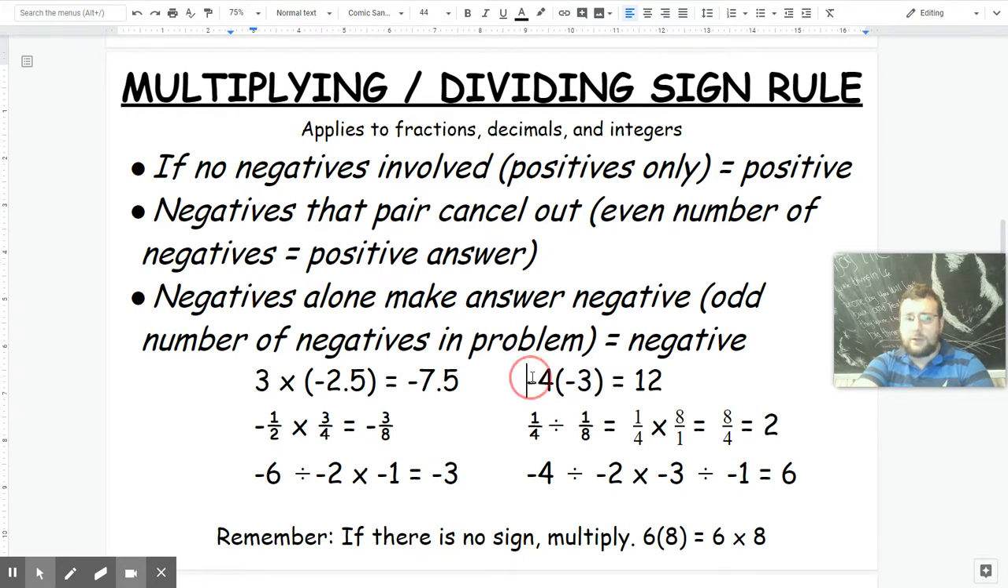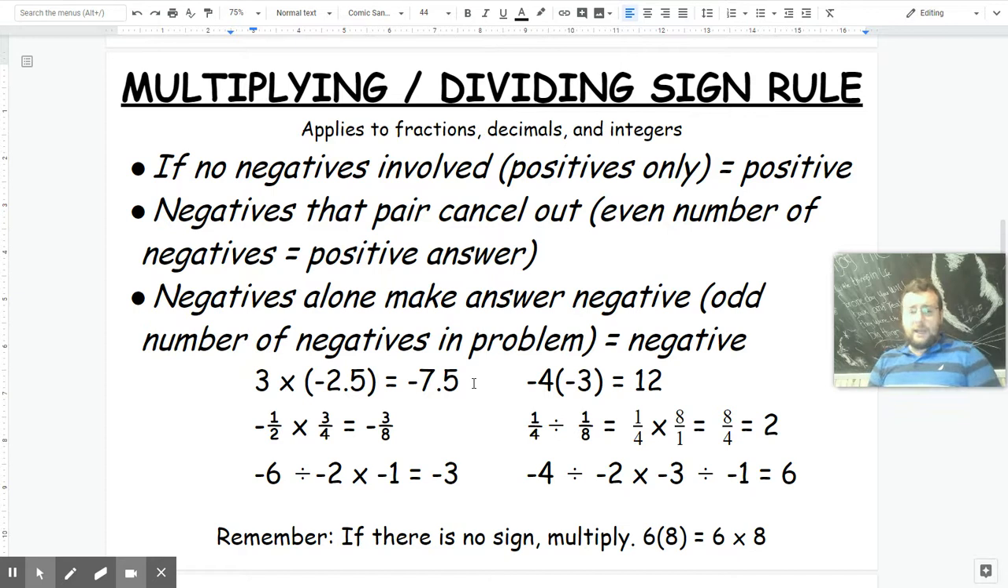But because there are two negatives, they pair up. It's an even number of negatives. The answer is positive. So the way I think about this is that one negative cancels out the other. What is the opposite of going left? It's going right on the number line. That's how I think of it. If I take away a negative velocity, I'm actually adding positive velocity. It's the way of thinking about it.